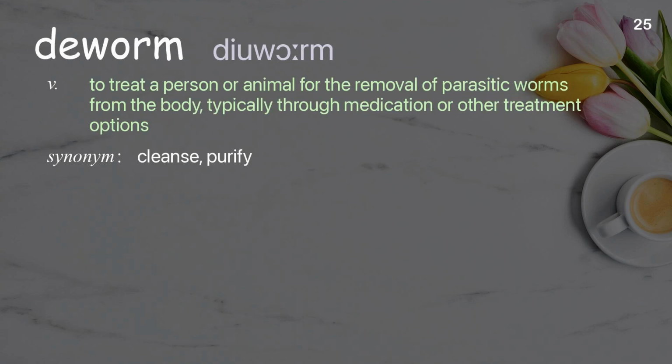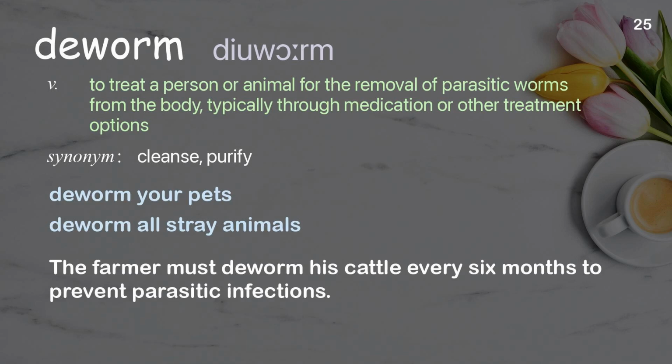Deworm. To treat a person or animal for the removal of parasitic worms from the body, typically through medication or other treatment options. Examples: Deworm your pets. Deworm all stray animals. The farmer must deworm his cattle every 6 months to prevent parasitic infections.